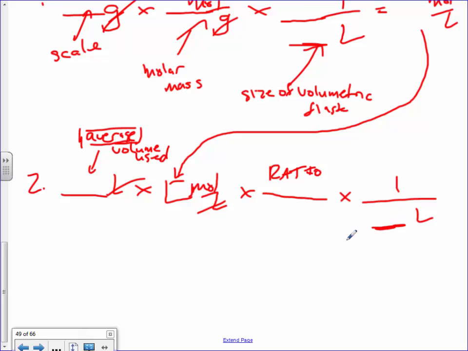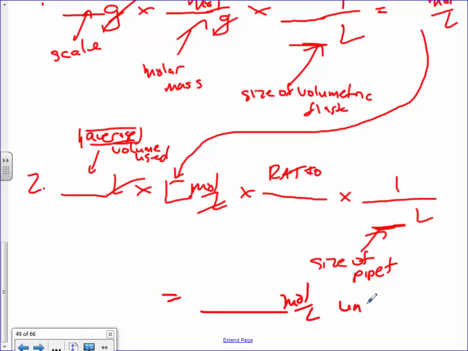How did we measure the sample in our lab there? What tool did we use? The pipette. Yeah. So this would be the size of the pipette. If you do all of this work, it should give you a moles per liter value of your unknown. This is kind of the basic setup of any sort of titration.